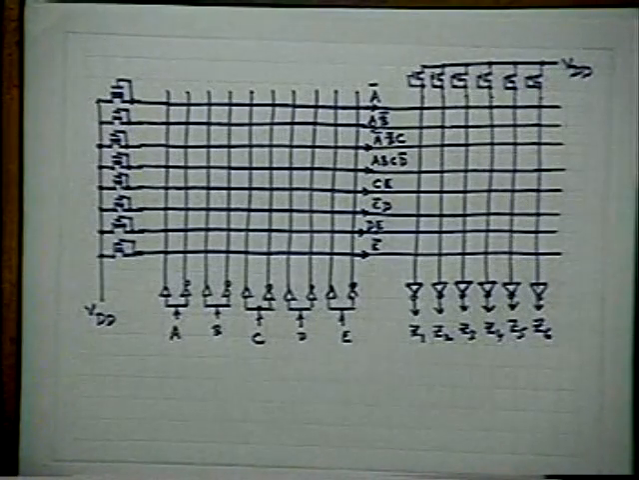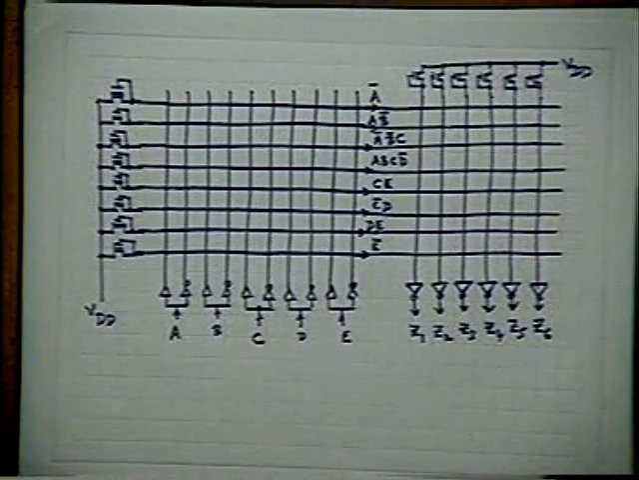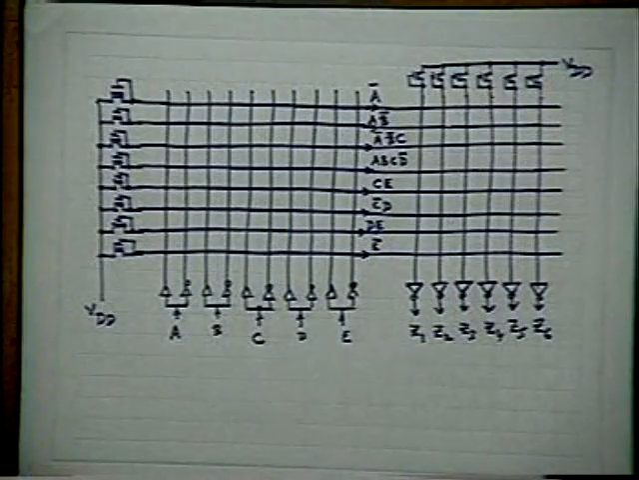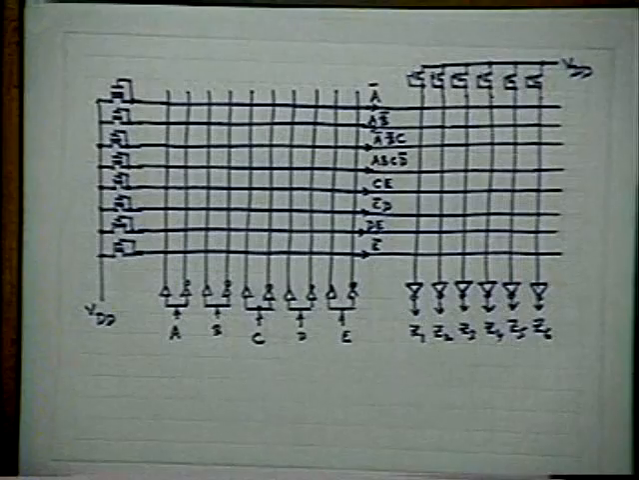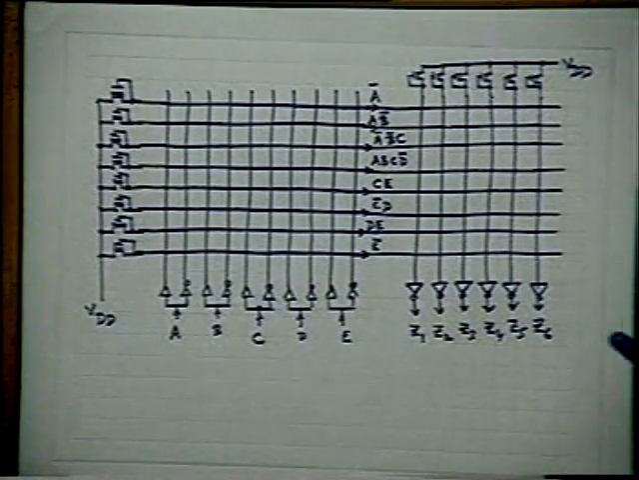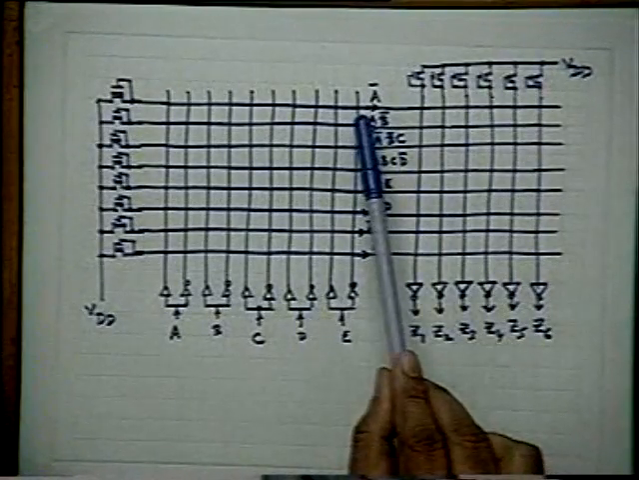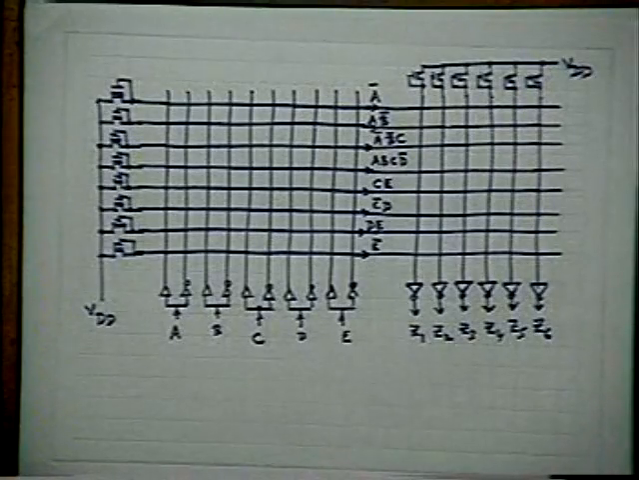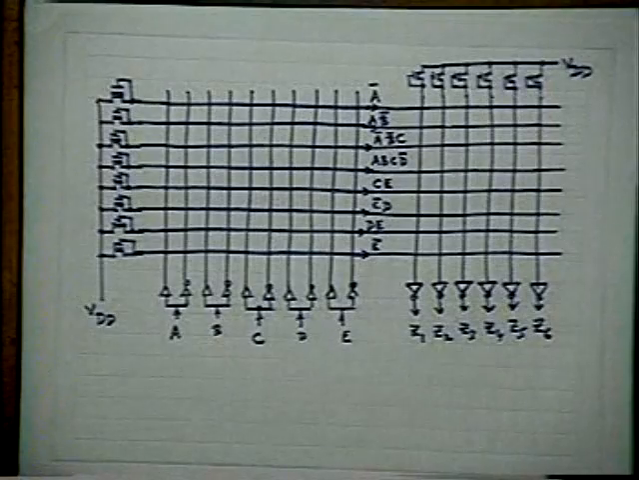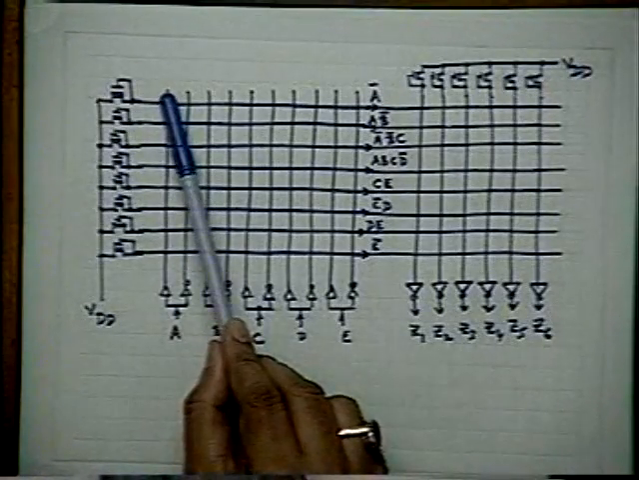Okay, is it over? So this is the basic structure you have to draw first. This is the AND plane and this is the OR plane. Then you have to dot them suitably, that is, program them suitably. To produce A bar, what you have to do? Simply put a dot here.